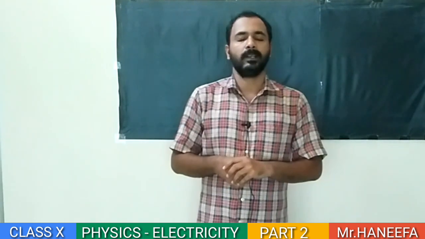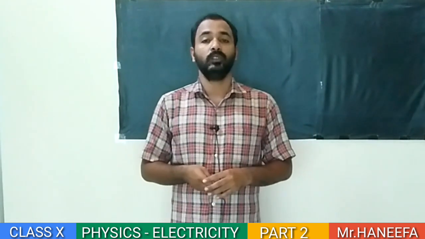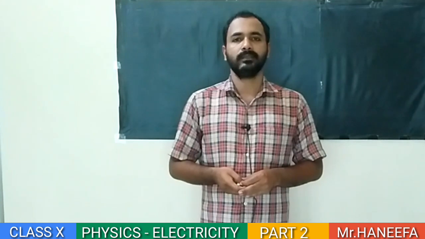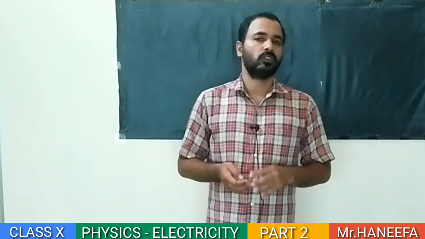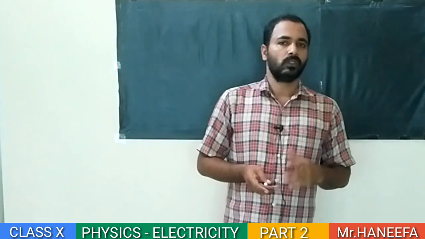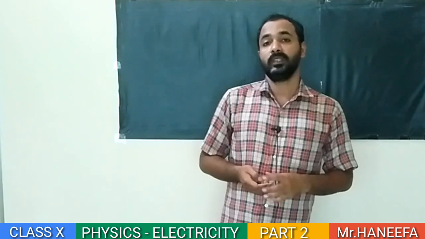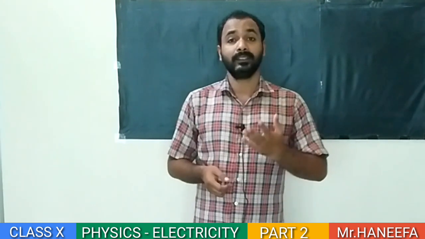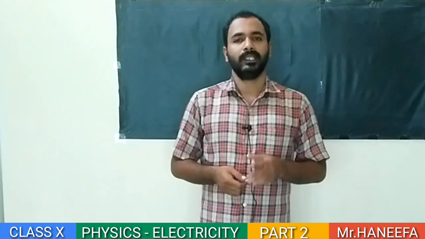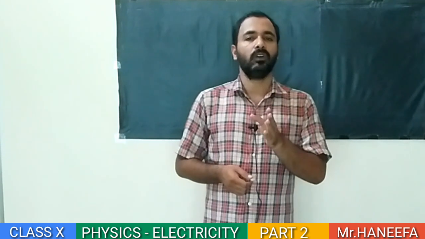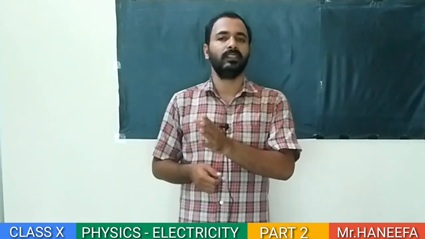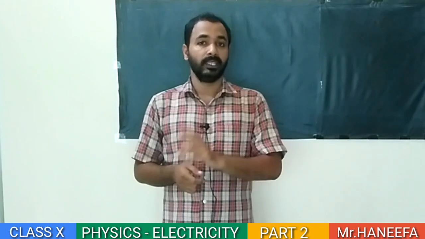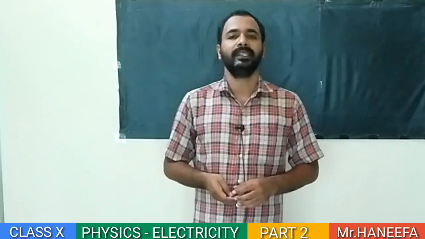In the previous class, we started a new chapter. Name is electricity. Okay. So, in the previous class, we discussed what is an electric current. Electric current is the flow of charges in a given time. I equal to Q by T.